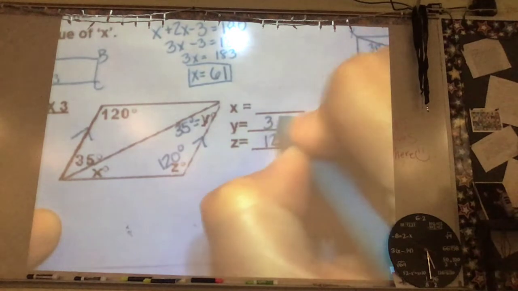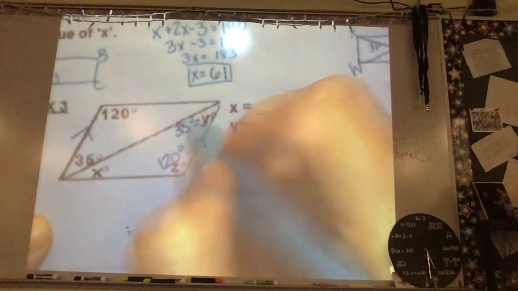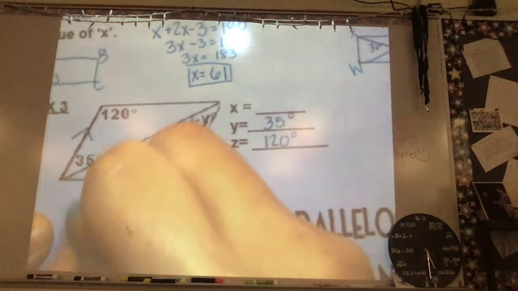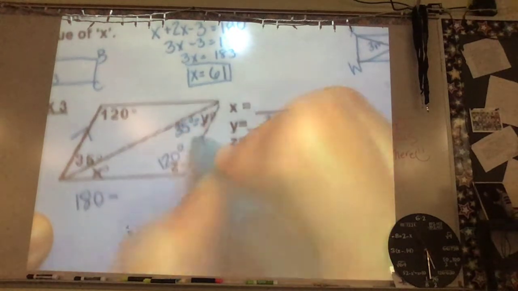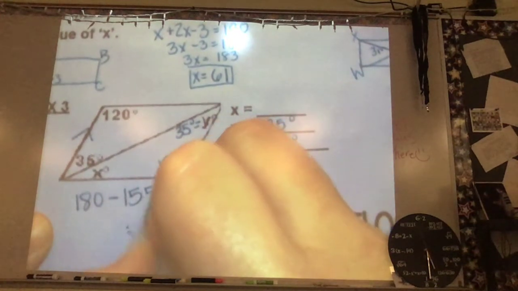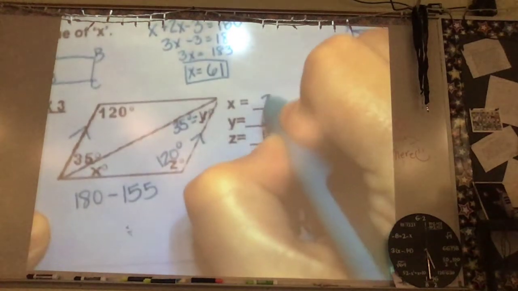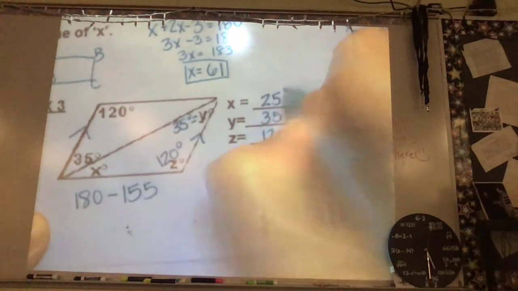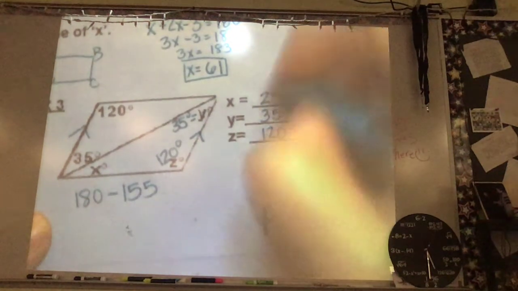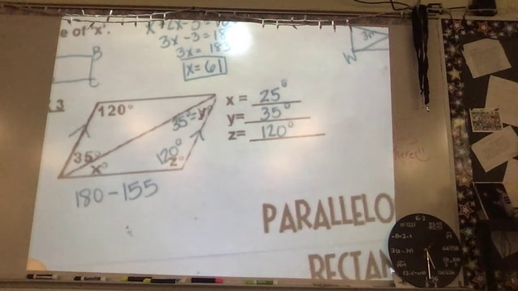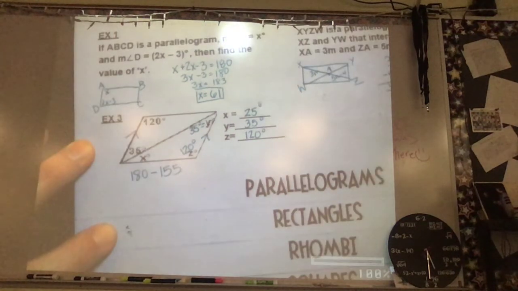Then I'm using the triangle sum theorem, adding up the two I have and subtracting them from 180. So I'll have 180 minus 155, which gives me 25. All right. Okay, so far. We are a sixth of the way done. Rectangles.